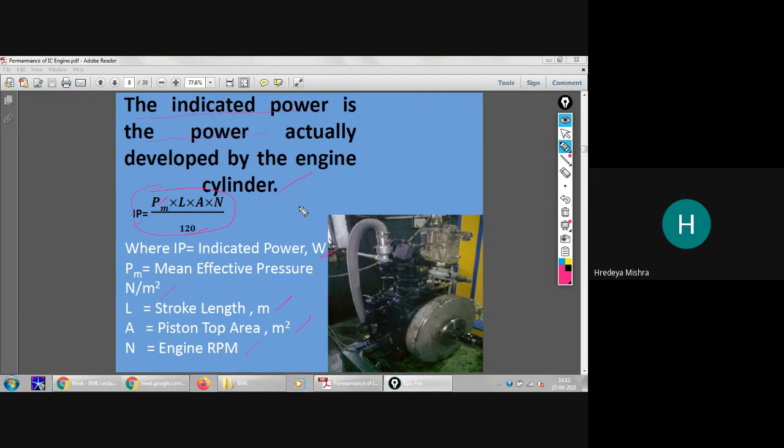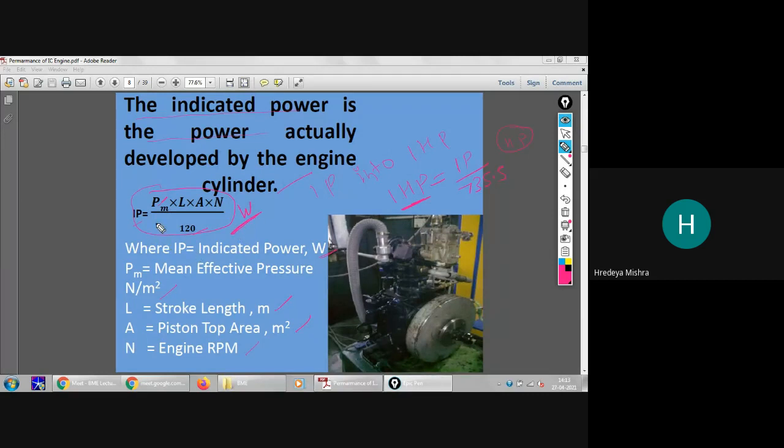So if I want to convert this IP into IHP, what we can do is, IHP equals IP divided by 735.5, because this value is in watt and IHP is indicated horsepower. So this value is in HP, horsepower. Okay, so you understand this formula.